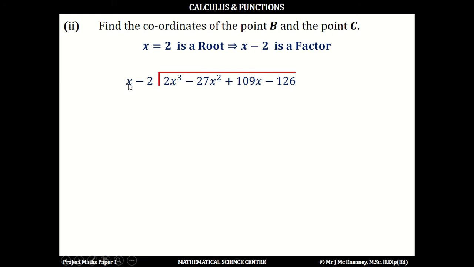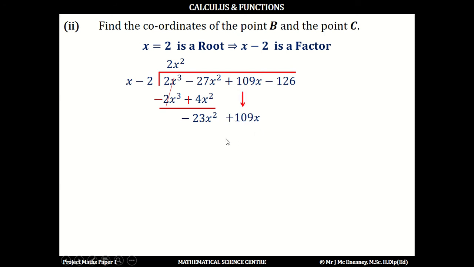If you multiply x by 2x squared, this will give 2x cubed. So we need to put a 2x squared on top. And then if we do the multiplication, x by 2x squared does give 2x cubed. Minus 2 by 2x squared gives minus 4x squared. The rule for long division then is to change the signs, and what happens then is that the cube terms cancel out and we're just left with minus 27x squared plus 4x squared, and that works out as minus 23x squared. Next of all, we can bring down the next term, so we can bring down the 109x.